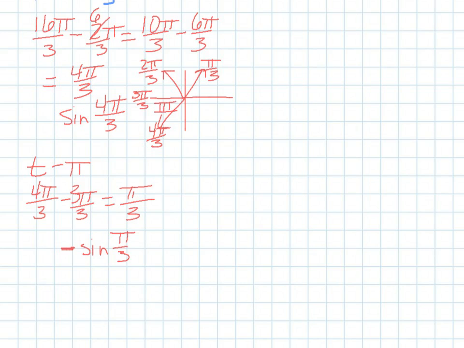So then, since I know what my values for pi over 3 are, I can take negative times the value of sine of pi over 3, which is square root of 3 over 2. So then that means negative square root of 3 over 2 is the ratio value for sine.